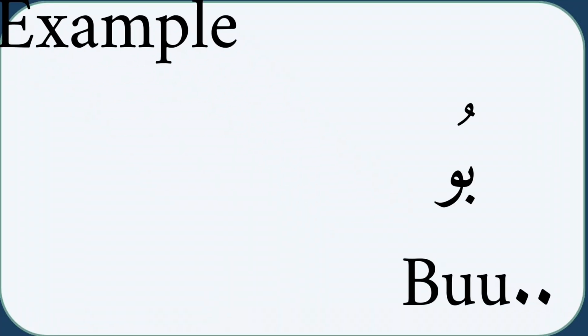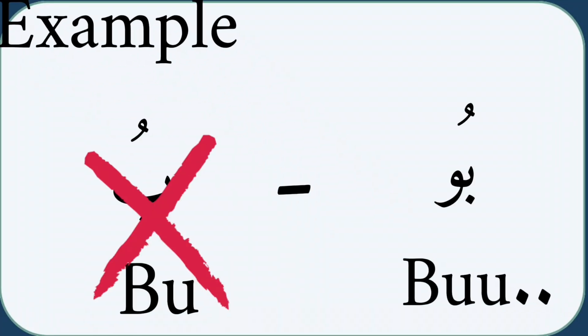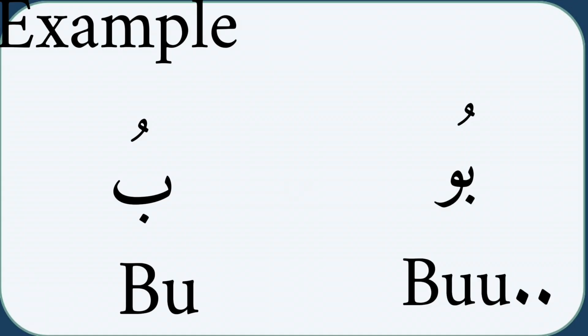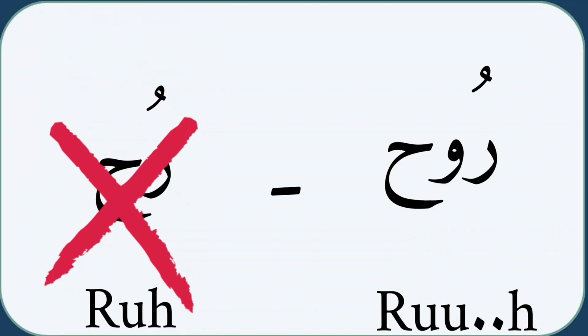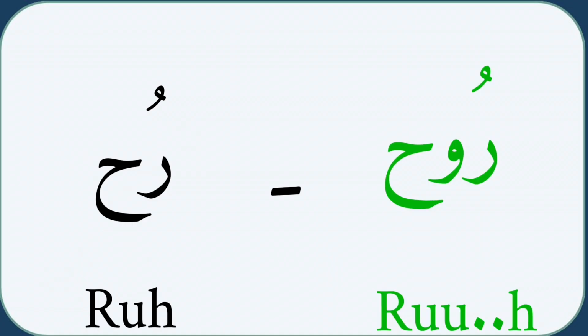Now let's move to the second long vowel. Waw makes the oo sound. Example: boo, not bu. It's boo. Let's see it in words. Ruh, ruh means soul. You don't say ruh short. You say ruuh, long and smooth.